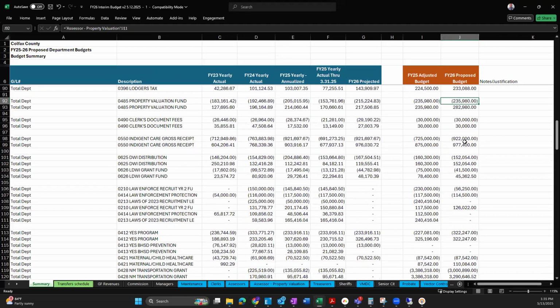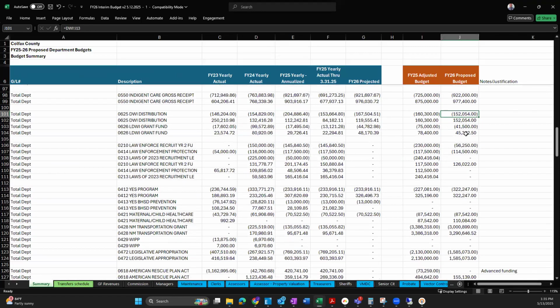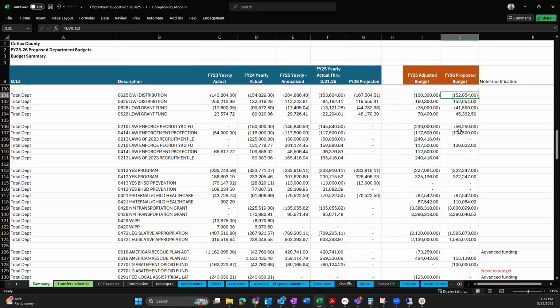Not much to say on some of these funds here. DWI, I've trued that up to the FY26 grant amounts. They provided budgets as part of the grant application, so I tied to those grant applications. The law enforcement recruitment funds, a lot of those phase out over time. So they give you like 100% of salaries in the first year, and then it's 50%, and then it's 25%.